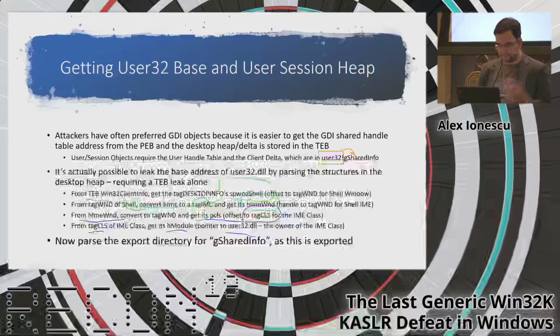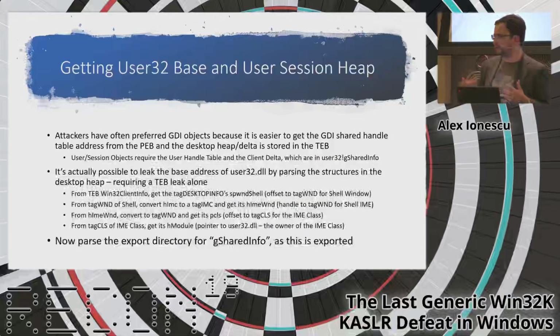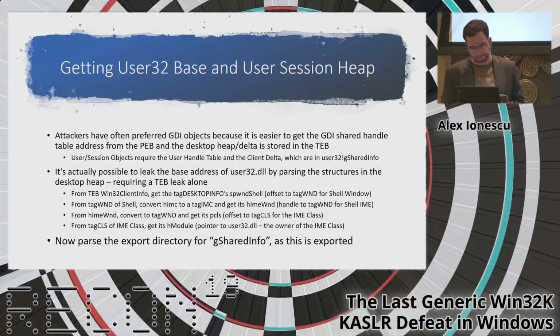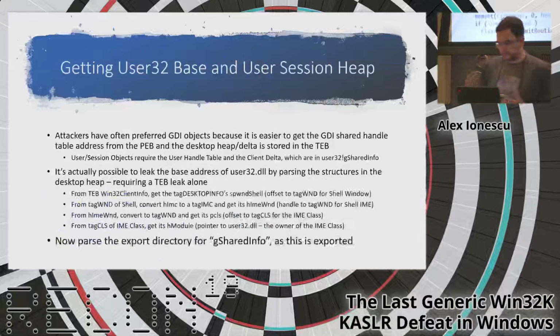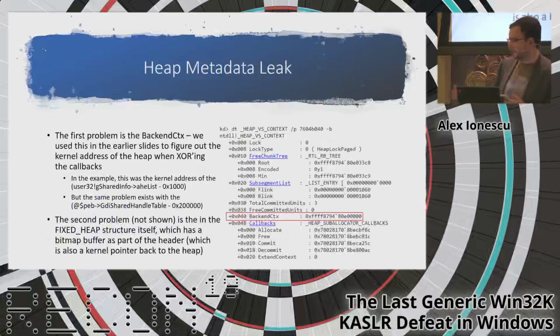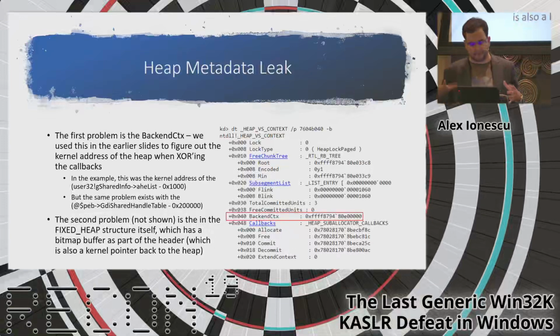Once you have that, you can scan the export directory, do a few more fetches, and you can get gSharedInfo. A lot of these heap structures, people assume they only contain pointers relevant to GDI or to user, but there are often pointers to modules, to DLLs. There are other interesting things leaked here, even in user space. So with what I just mentioned, with that simple heap backend context, you're back in RS3 world. The fact that they randomized and made everything an offset doesn't matter, because you can still compute a delta.